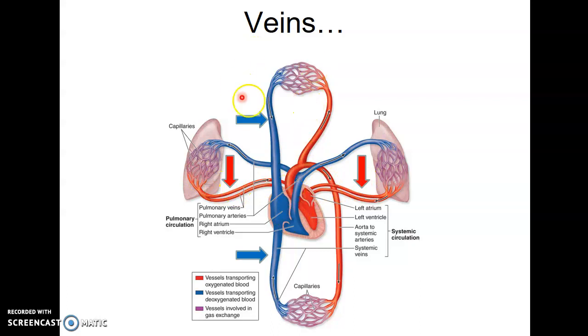So deoxygenated blood produced by the body during exercise is coming back into the right side of the heart, and then it's pumped out through the pulmonary arteries and returns through the pulmonary veins as oxygenated blood. So a good question to know the answer to is, when do the arteries carry oxygenated blood versus deoxygenated blood? When do the veins carry oxygenated blood versus deoxygenated blood?